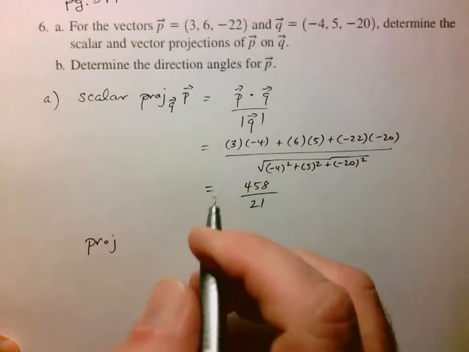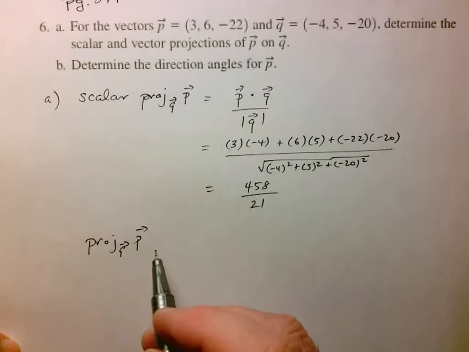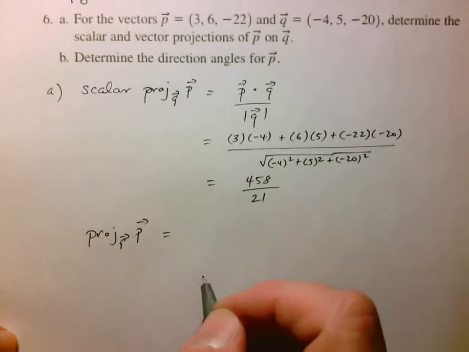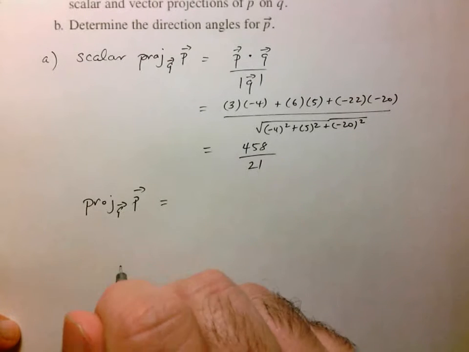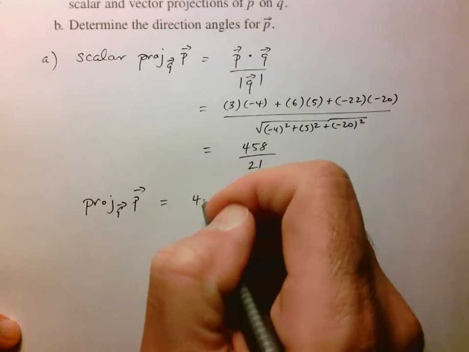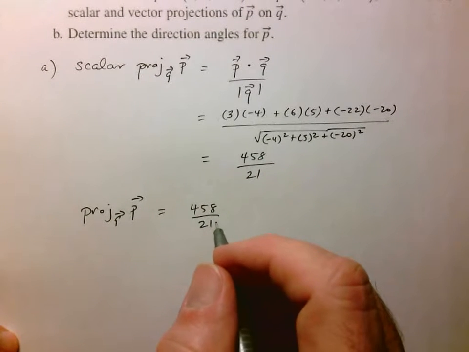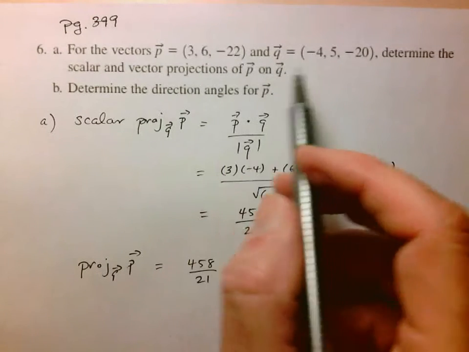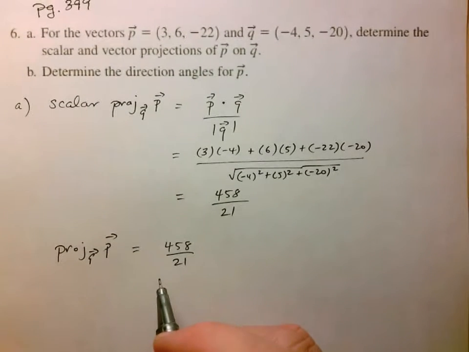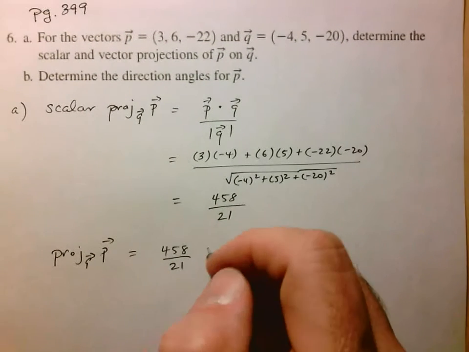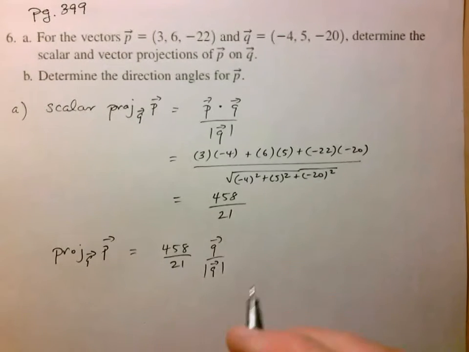Here that's just the projection of P onto Q. Since I've already found the scalar projection, I'm going to use that and not start from scratch. We know the vector projection is just the scalar projection times the unit vector in the direction of what we're projecting onto, in this case Q. So I just need to multiply this by the unit vector in the direction of Q, which is Q over the magnitude of Q.